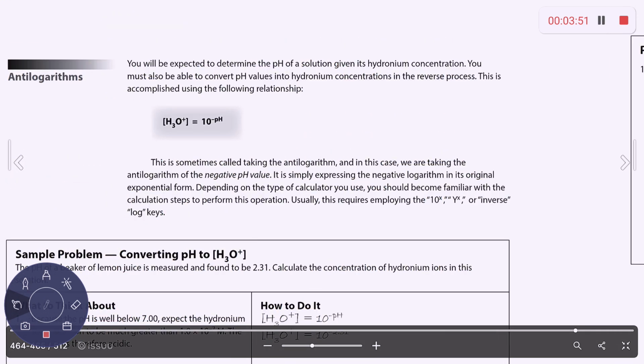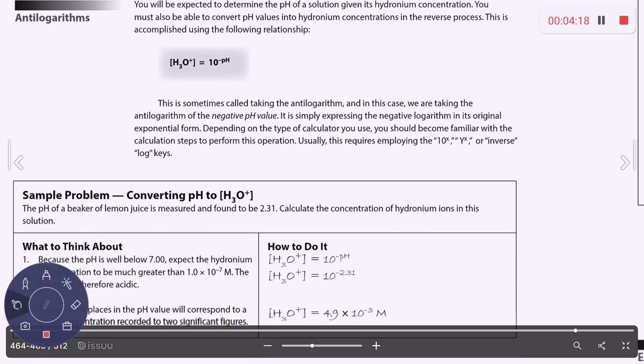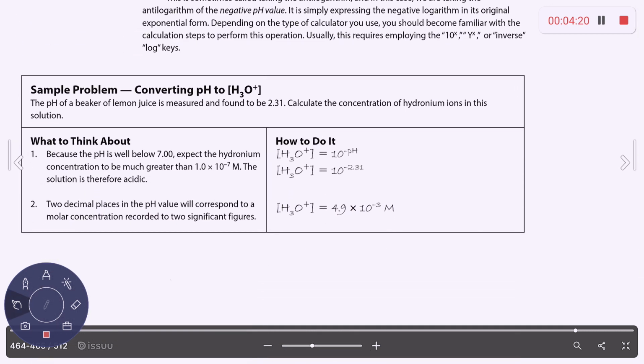Okay, if you have the pH and I ask for the hydronium ion concentration, this is how you will solve it. You'll take 10 to the negative pH. This is called the anti-log. Have you guys done these, logs and anti-logs? Because they took it out of the curriculum, I think. So this is what you would use. You don't have to memorize this equation. I will give you this equation on a quiz or a test. Let's take a look at a sample problem.